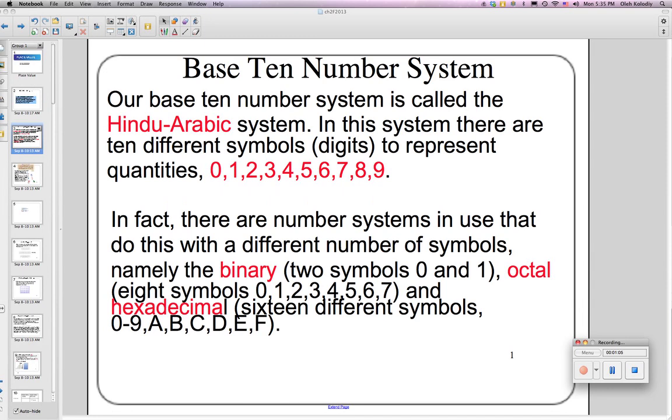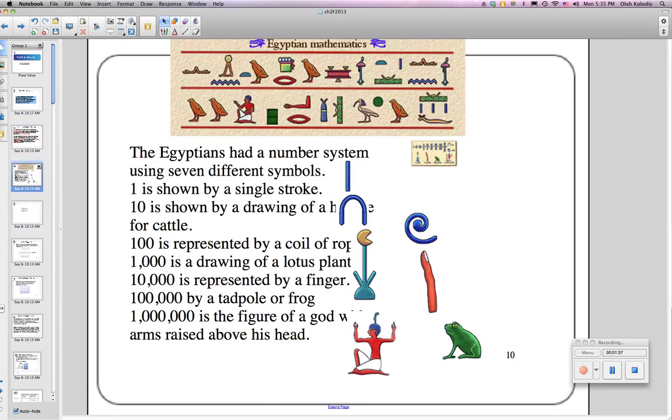In fact, there's nothing special about having 10 different symbols. There are number systems in use that use a different number of symbols. A prime example being the binary number system, which only uses 2 symbols, 0 and 1. Octal number system, which uses 8 symbols, 0, 1, 2, 3, 4, 5, 6, 7. And also hexadecimal, which uses 16 different symbols, the digits 0 to 9, and then the letters A, B, C, D, E, F.